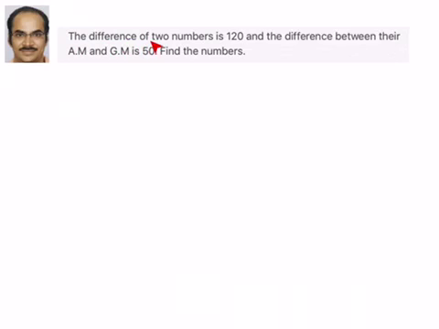Let the numbers be A and B. We know A minus B is 120, where A is greater than B. And the difference between their A.M. What is A.M of two numbers? A plus B by 2. What is G.M of A and B? Square root of AB. The difference is given as 50. So we know two conditions. We have two variables. It should be pretty easy. So let's go ahead and try to solve that.